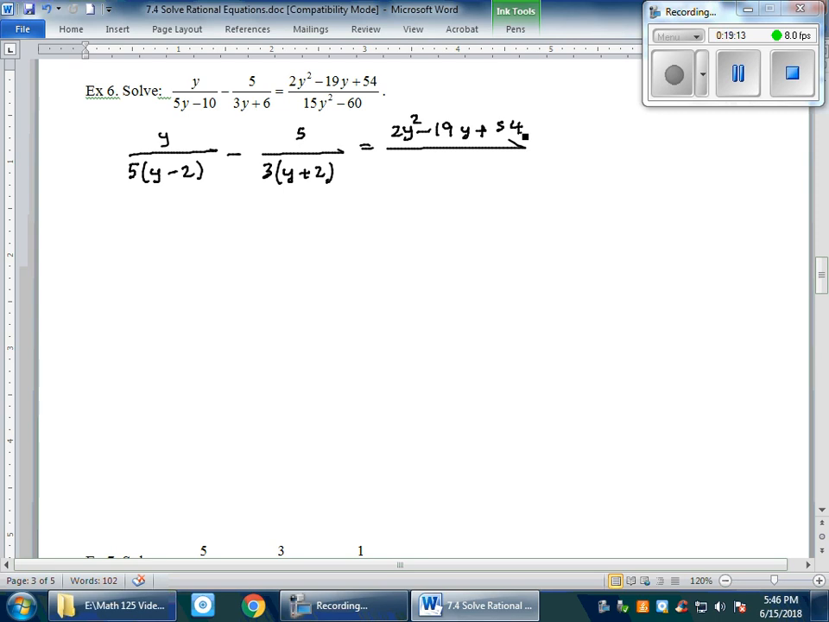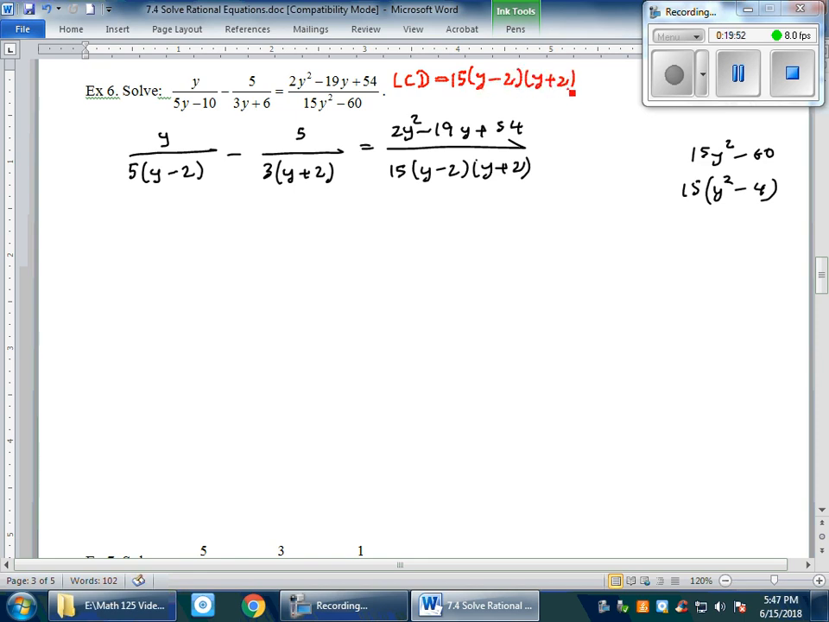So in this case, factoring out the denominator, 15y squared minus 60, the GCF is 15, so it'll be y squared minus 4. So I got this will be 15 times y minus 2, y plus 2. So now, from here, we can find out what our LCD is. So my LCD would be, with 5, 3, 15, the LCD will be 15. And y minus 2, y plus 2 is part of my LCD also.